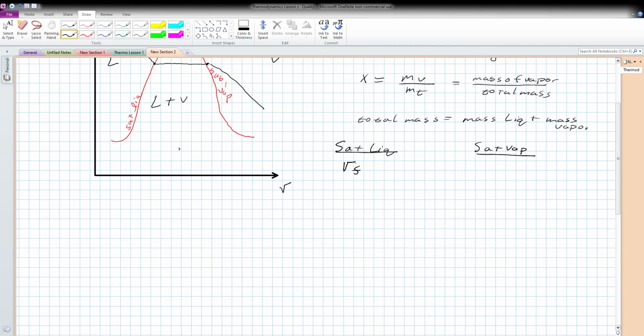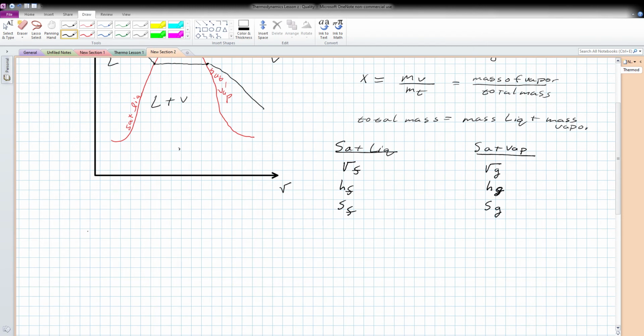You can use this curly-tailed v to denote specific volume, or you can use a lowercase v. It really doesn't matter. Some people add a little squiggle on top. Then you have specific enthalpy h sub f and specific entropy s sub f. For saturated vapor, you have specific volume v sub g, specific enthalpy h sub g, and specific entropy s sub g.